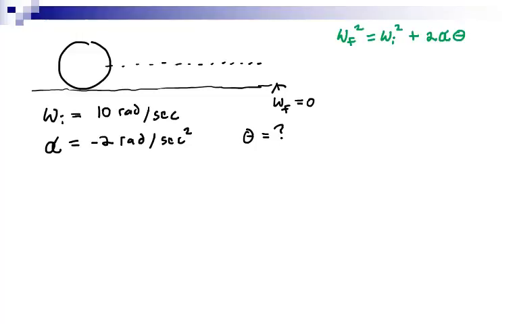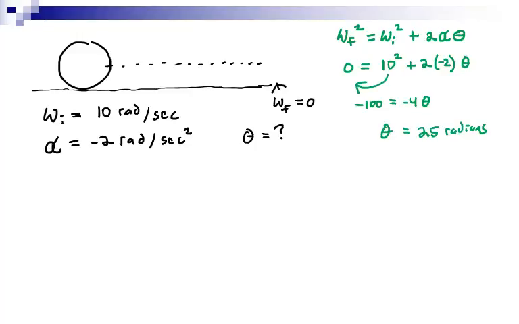All right, so we know omega final squared equals omega initial squared plus 2 alpha theta. And the final angular speed is 0, the initial angular speed is 10, and the angular acceleration is -2 radians per second squared. And we can solve for theta, and we should get 25 radians as the displacement as it goes. And yeah, so we've got that.